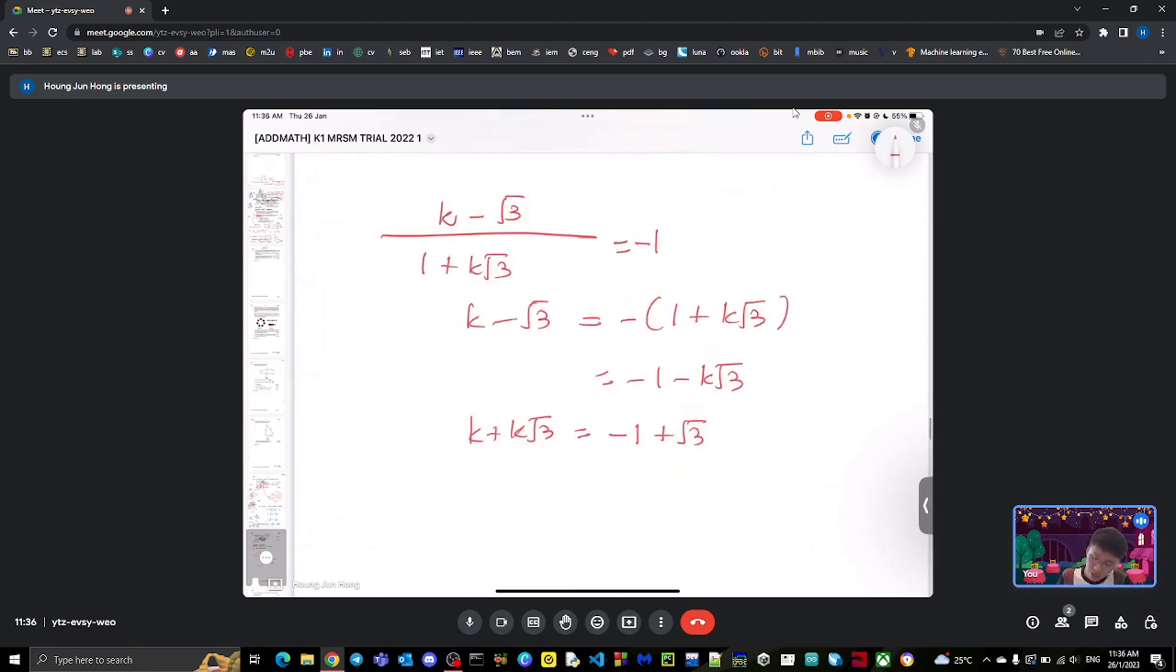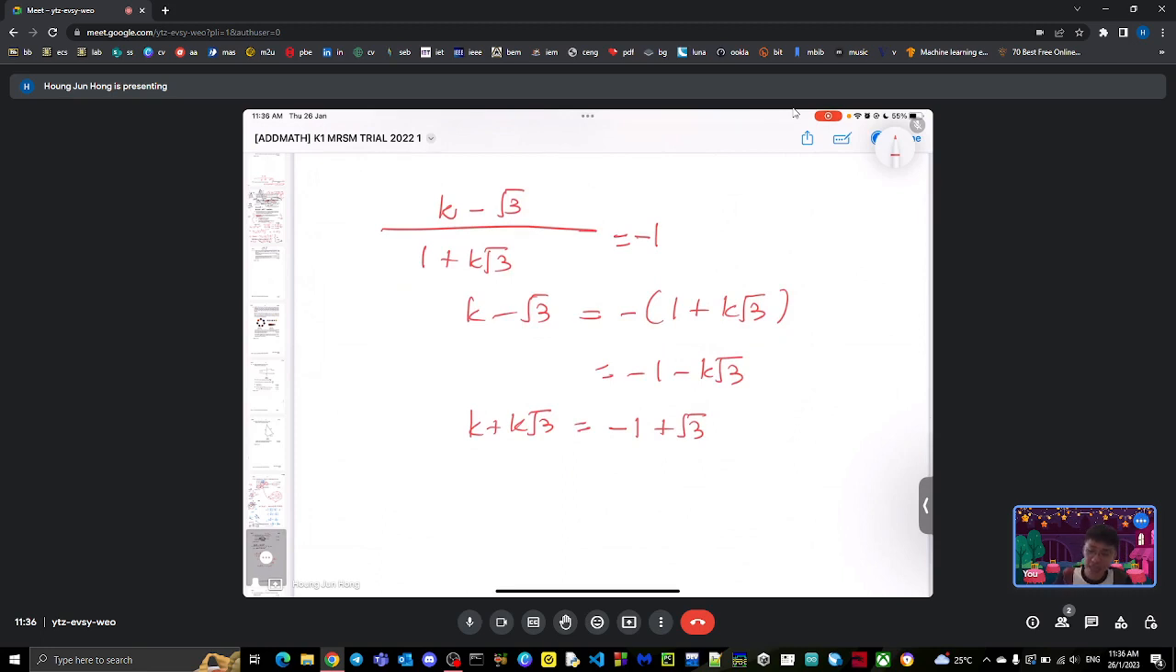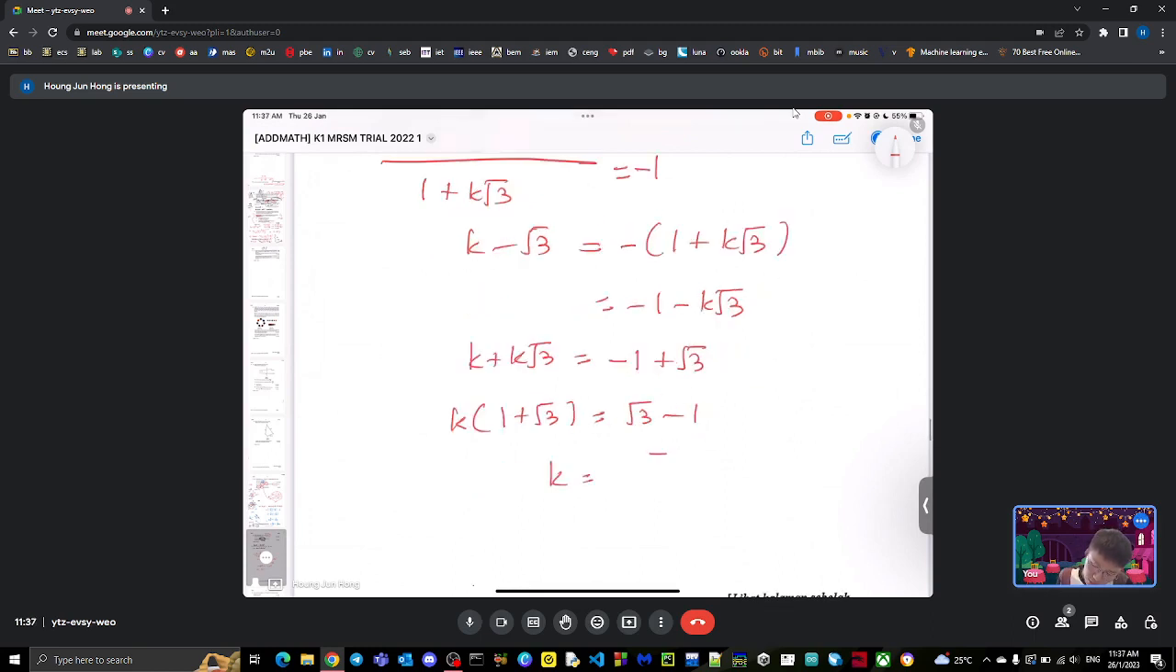And then again, we know we want to find k only, right? We want to find only k, so just take the k out. 1 plus root 3 equals root 3 minus 1. So now k equals root 3 minus 1 over root 3 plus 1.